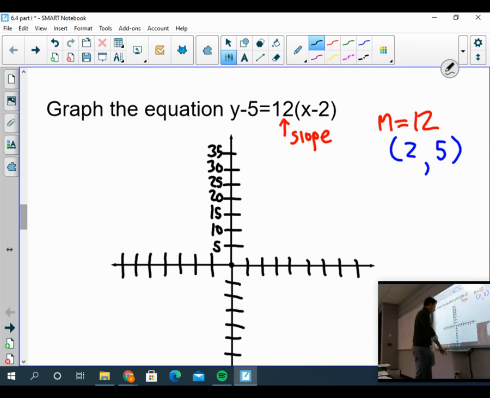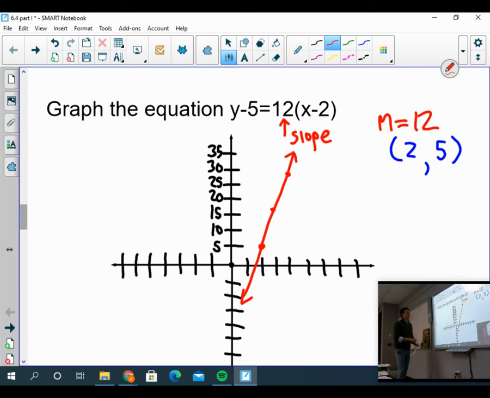So what am I going to do? Well, I'm going to plot a dot at 2, 5, because that's my point. Then I'm going to follow my slope. So I'm going to go up 12 to about 17 and over 1. Up 12, so 29 and over 1. Okay? And then I draw my line.